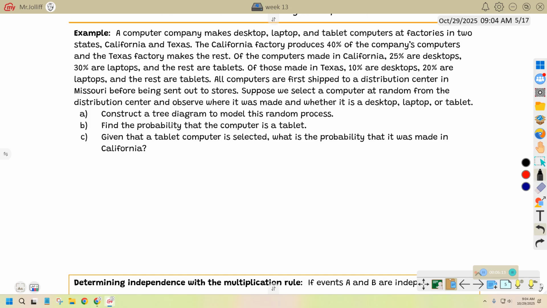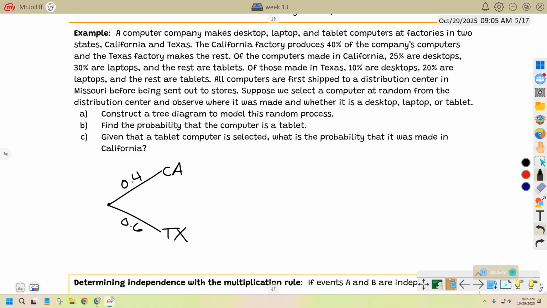So we have a split for California and for Texas. And what percentage of the computers are made in California? 0.4. Good. Which means 0.6 must be made in Texas. Very good. Because we know each branch in our tree, those individual branches should add to 1. Good. In the next branch, we're splitting into 3 chunks.